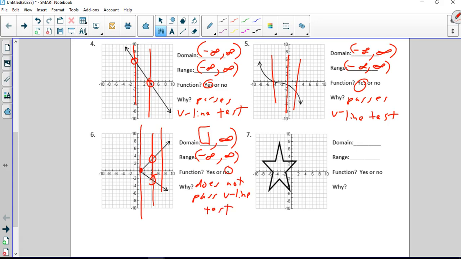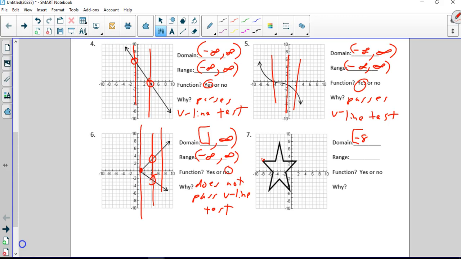Okay, the domain. It's hard to tell on this one. You can estimate how far left does it go, or you're talking about the very corner of the star or the main part right there. So I would accept -8. If you wanted to estimate -8.5, that's fine, and it would be a bracket because it does touch there.